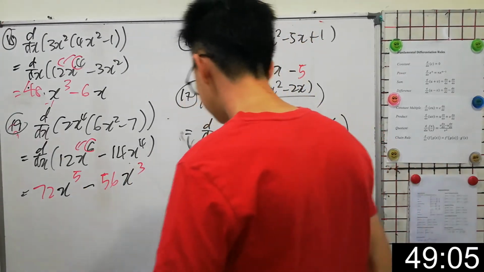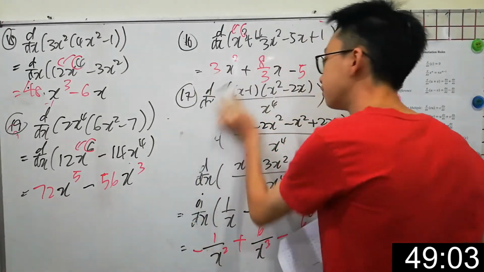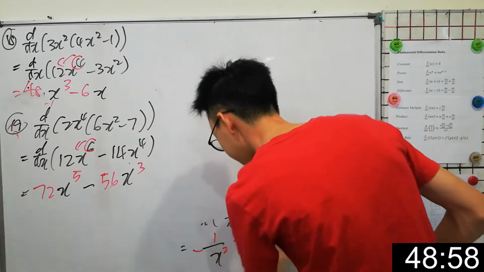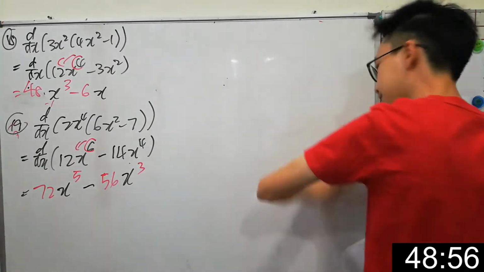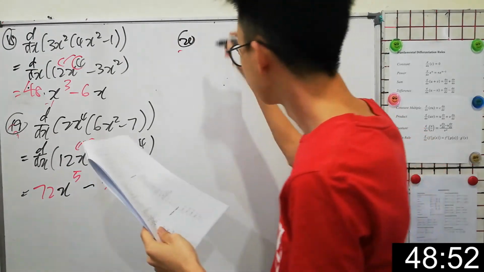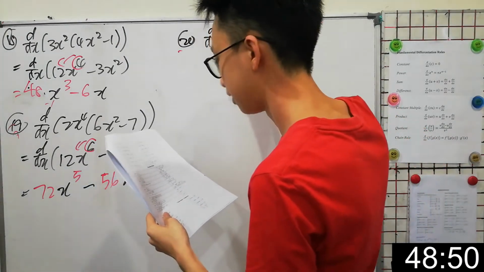Okay, then number 20. This is where we can use the product rule. Okay, number 20. d/dx of 2x plus 1.